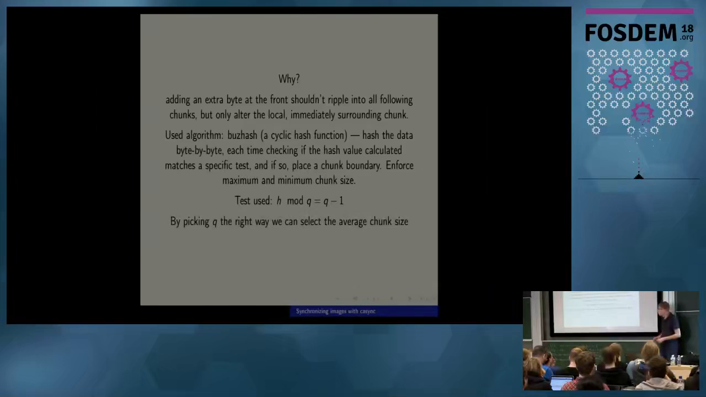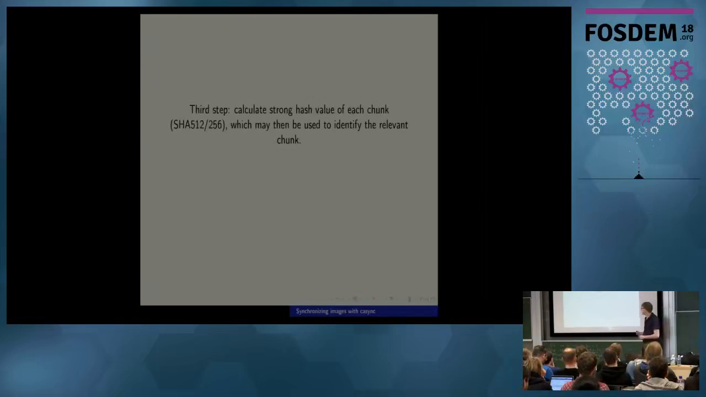By picking this q the right way, you can select the average chunk size, right? The idea basically is that on average I want 64K chunk sizes, but they can be a little bit smaller or a little larger, it's fine, as long as the average is 64K. That was the second step.